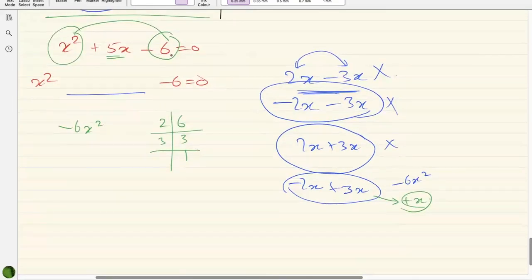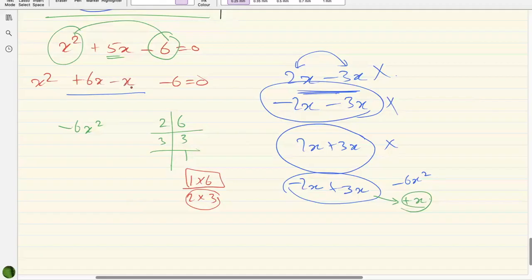I know that to get 6, it is either 1 into 6 or 2 into 3, and there's no third possibility. So whenever I add these two, I do get 5. But when I multiply 2 and 3, I do not get negative 6. So I should have adjusted with 6 and 1. What if I write 6x and negative x? When I add these two, I get 5x. And when I multiply these two, I get negative 6.